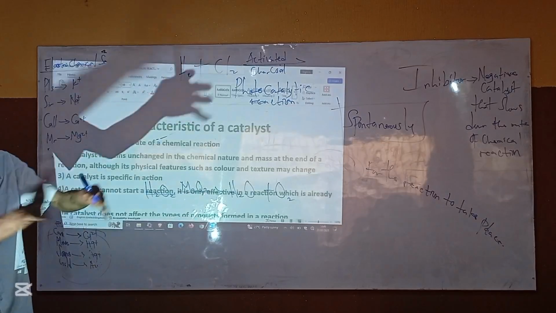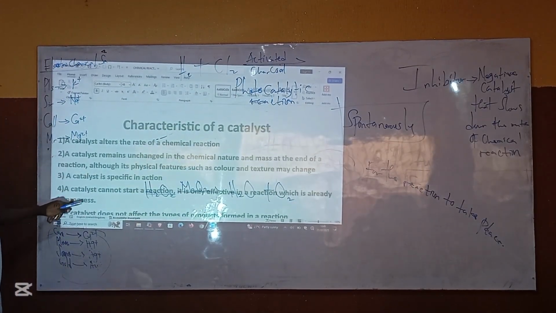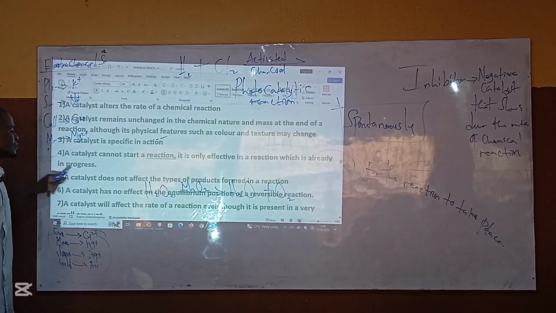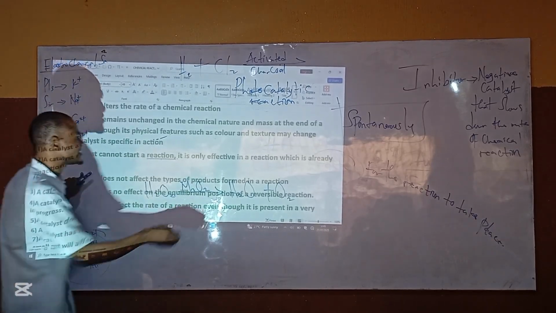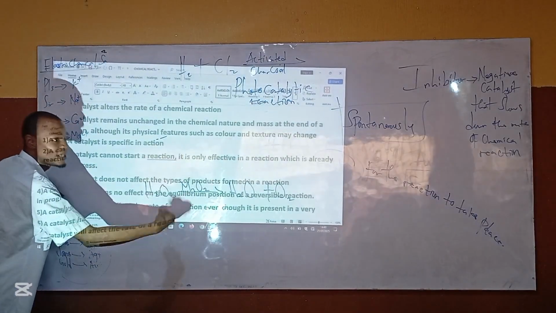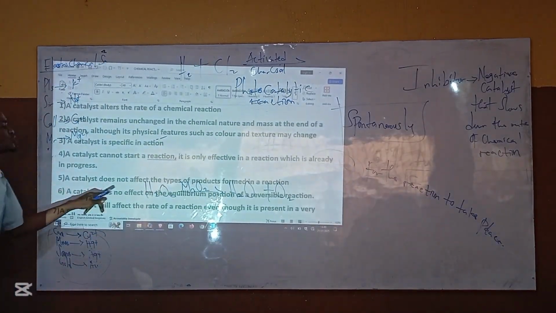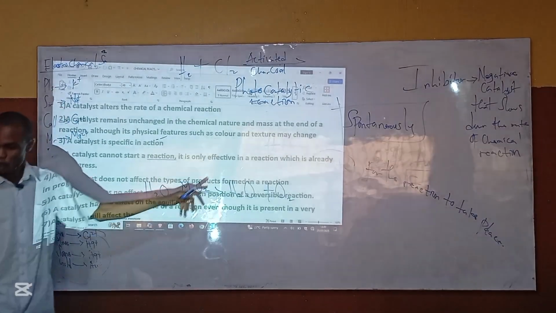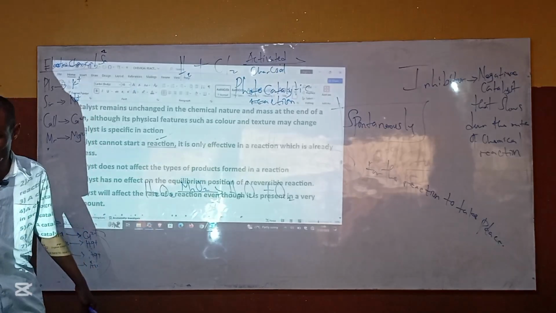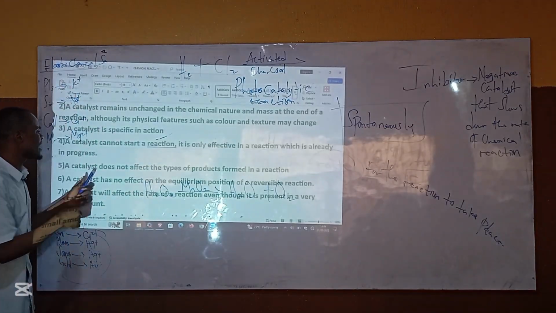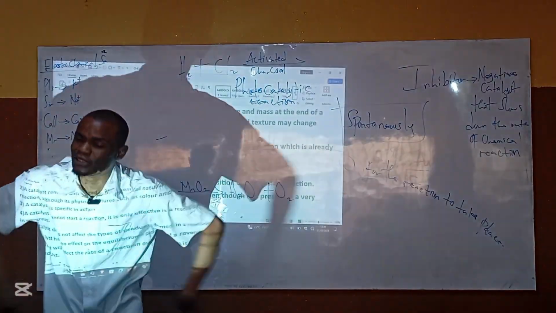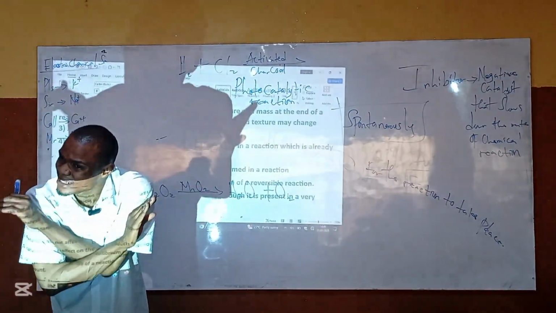A catalyst cannot set off a reaction. It only affects a reaction that is already in progress, thereby altering the rate of the chemical reaction. If you think about whether a catalyst affects the type of product formed, it does not. The only thing it does is alter the rate of chemical reaction.